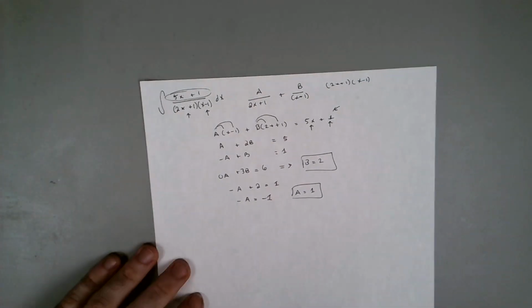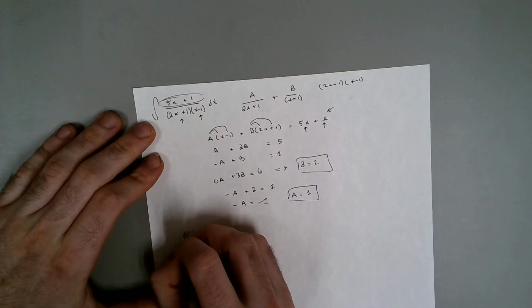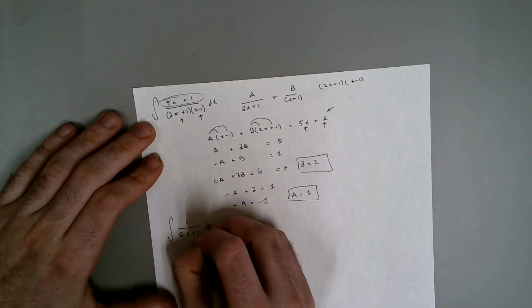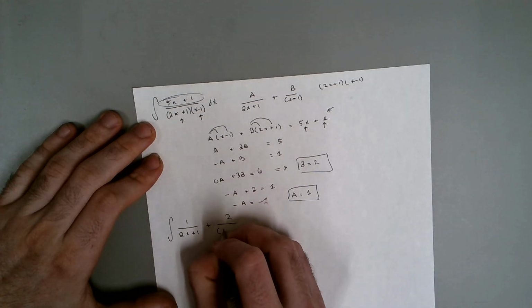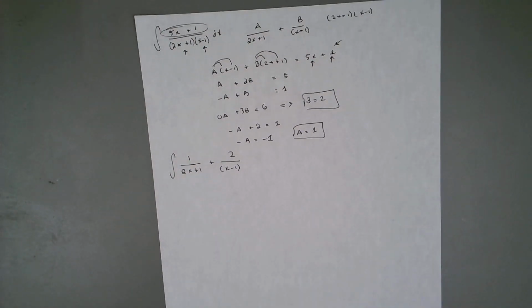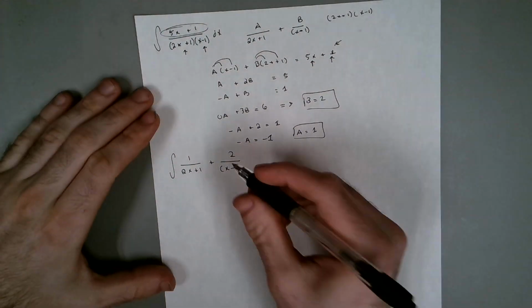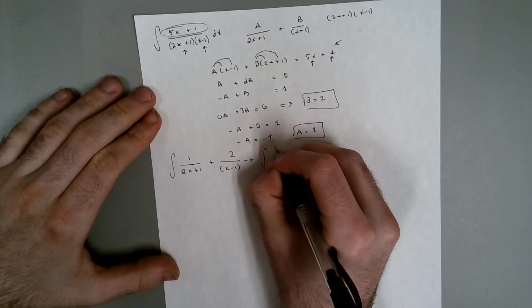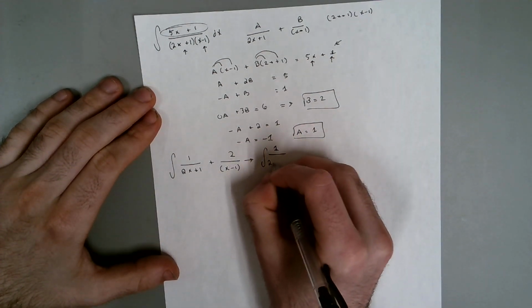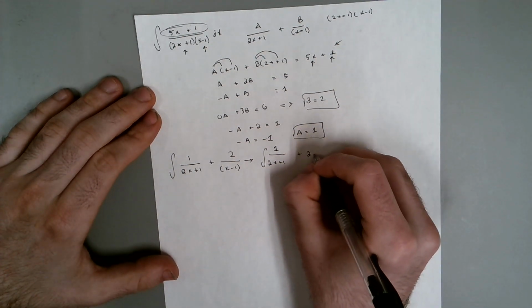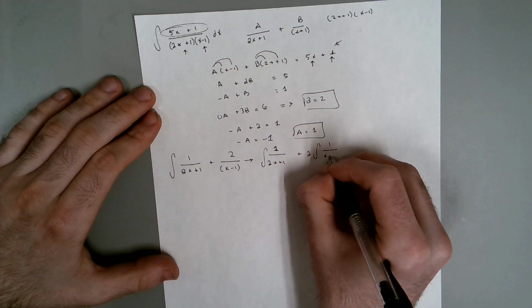Right? So now we can plug that into our formula. We have 1 over 2x plus 1 plus 2 over x minus 1. Now we can actually do u substitutions for each of these integrals if we split them up. So the integral of 1 over 2x plus 1 plus 2 times the integral of 1 over x minus 1.